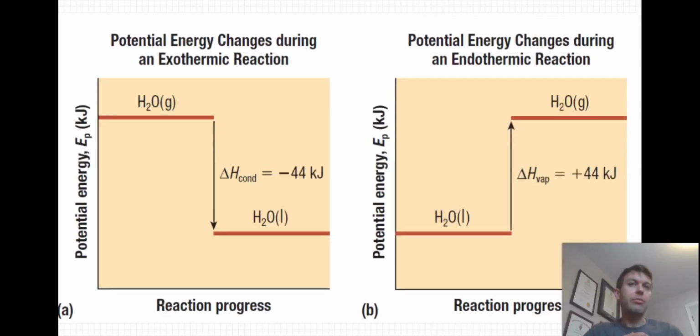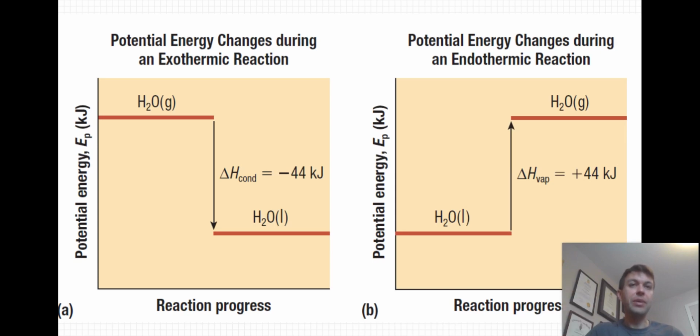A common way to represent enthalpy changes is with potential energy graphs, where the vertical axis is potential energy increasing, and the horizontal axis is just looking at the progress of the reaction, where the reactants are always written on the left, and then the products are written on the right.